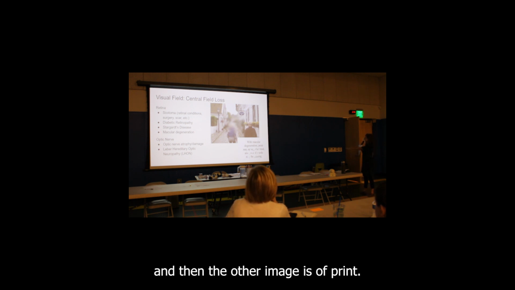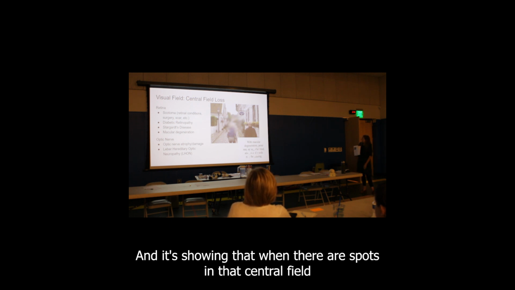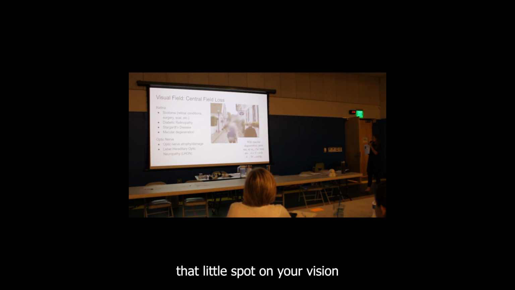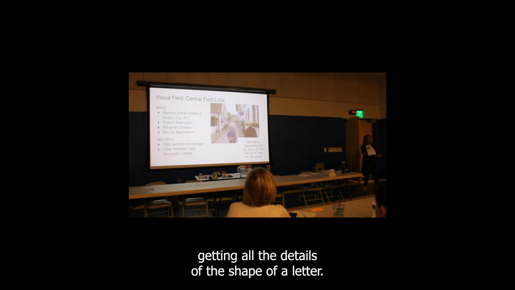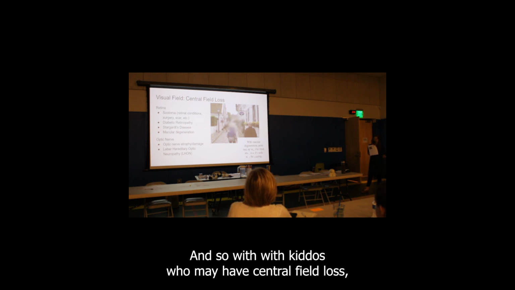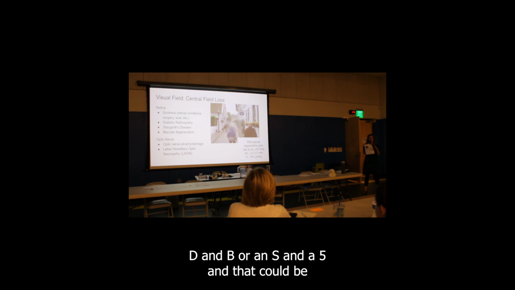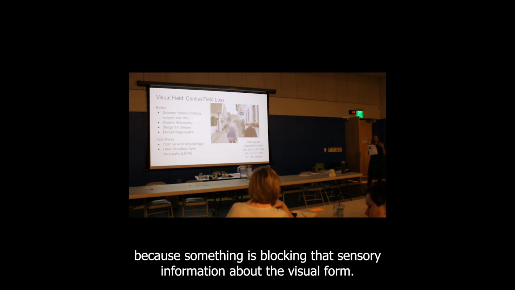And then the other image is of print, and it's showing that when there are spots in that central field, and when your two eyes are looking at text, that little spot in your vision makes it so that you're not getting all the details of the shape of a letter. And so with kiddos who may have central field loss, it may seem like, oh, they're flipping their D and B, or an S and a 5, and that could be because something is blocking that sensory information about the visual form.